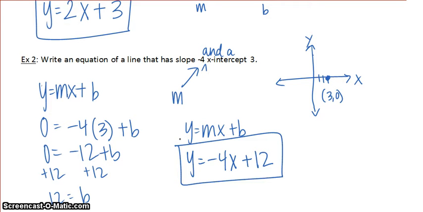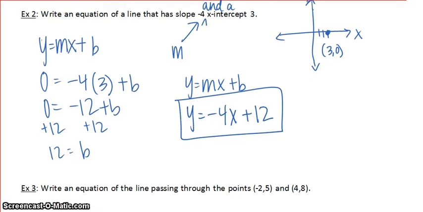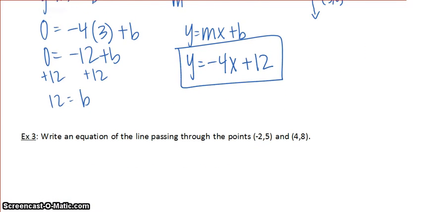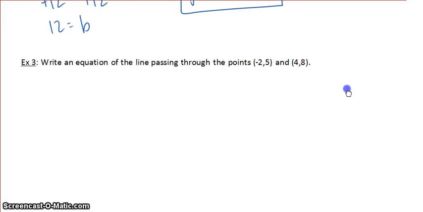So what we did with this one's a little bit different. We found my point based off of the x-intercept, and we plugged in our x and y and our m to find our b, and then we can go back and use our m and b in our equation. And lastly, we have write an equation of the line passing through the points right there.